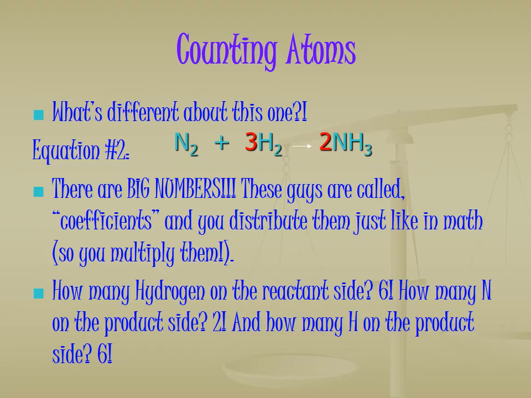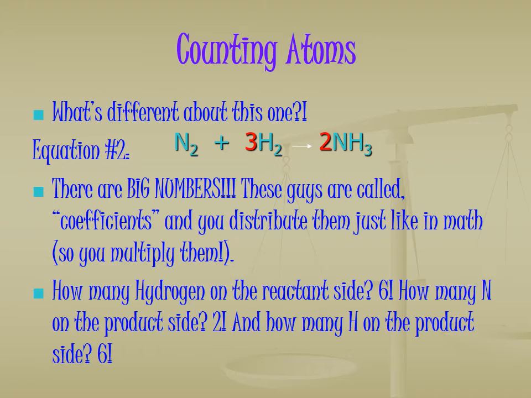You look at the subscript. For hydrogen, it says 3. The big red 3 is the coefficient, and then H, and then 2. So what you're distributing is the 3 to the 2. So 3 times 2 is 6. So there are actually 6 hydrogen atoms reacting with 2 nitrogen atoms.